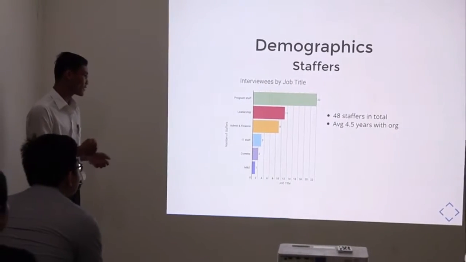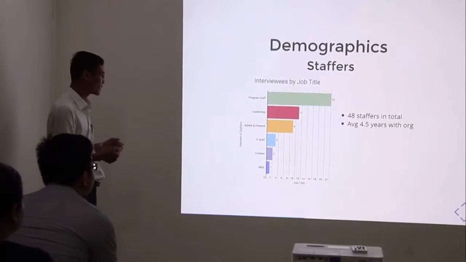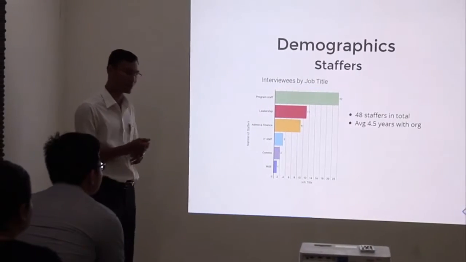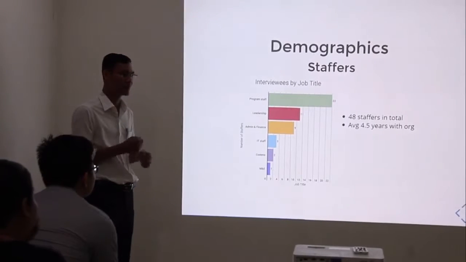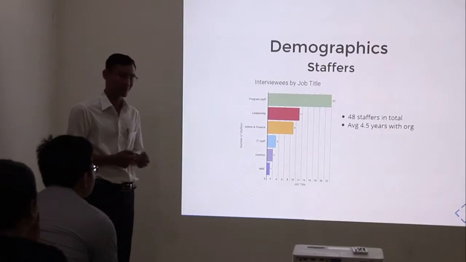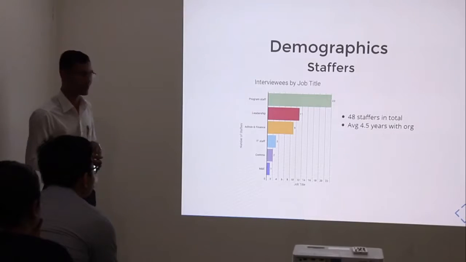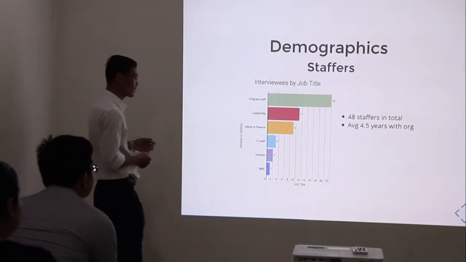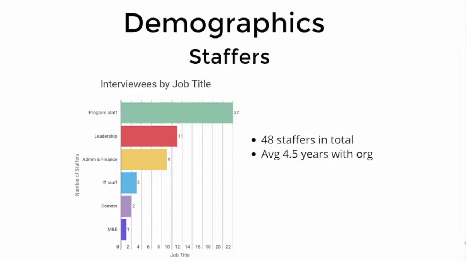This shows the people that we interview. As you can see here, we interview different levels of staff members, from program staff and finance staff to the leadership level. But the vast majority of staff that we interview are working on programs, and after that, those working at the leadership level, which can be executive director or deputy executive director.